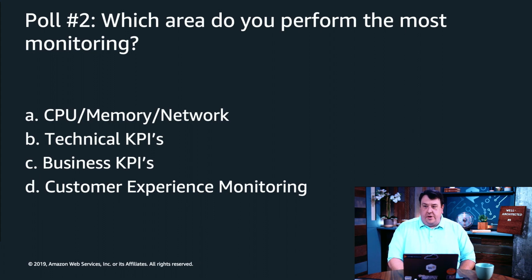The CPU, memory, network. This is the old triad that we used to see in most IT organizations, that everyone monitors, and most monitoring tools do pretty effectively. But are you monitoring for technical KPIs? Are you looking for those key performance indicators that are outside of things like CPU, memory, network? Are you looking for business indicators?